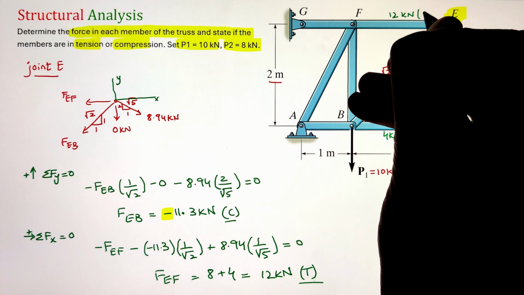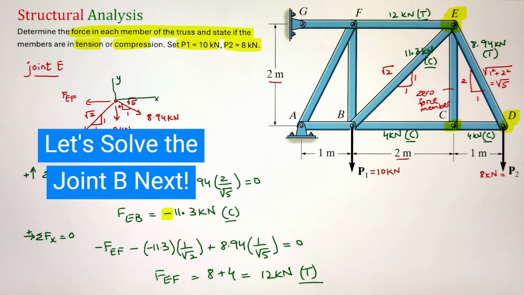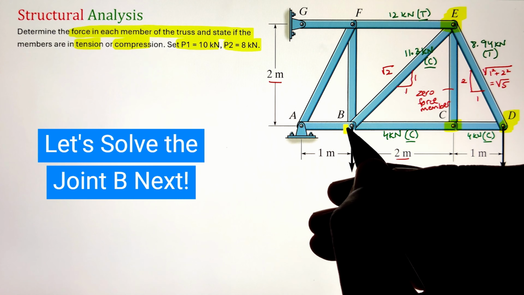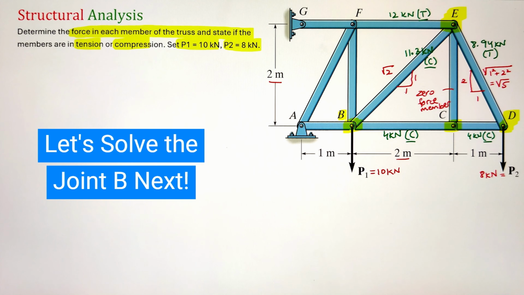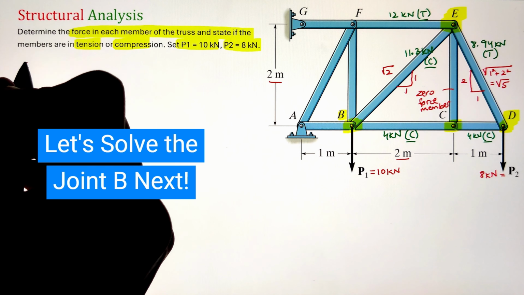Now, in this case, we have a positive magnitude. That means that the force acting in the member EF is in tensile direction.